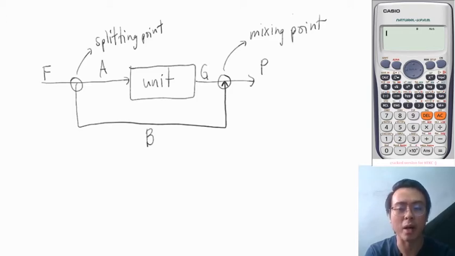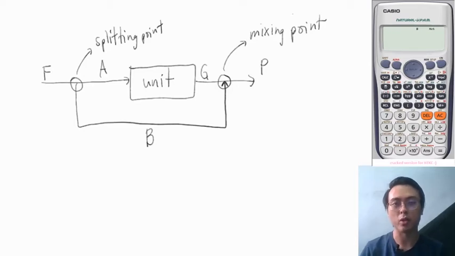You can have the system boundary, or the overall boundary. You can have the unit boundary, the splitting point, and the mixing point. Always remember that bypass is the opposite of recycle.